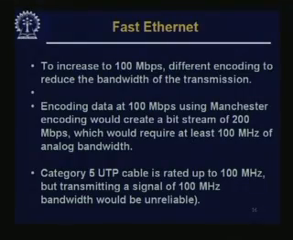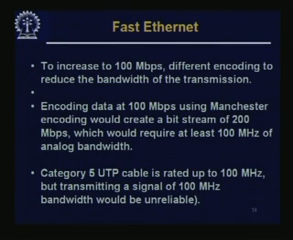So, to increase to 100 Mbps, a different encoding is used to reduce the bandwidth of the transmission. Encoding data at 100 Mbps using Manchester encoding would create a bit stream of 200 Mbps. So, you cannot use Manchester encoding here, because supporting this 200 Mbps would require at least 100 megahertz of analog bandwidth, which is too much. Category 5 UTP cable is rated up to 100 megahertz, but transmitting a signal of 100 megahertz bandwidth would be unreliable.